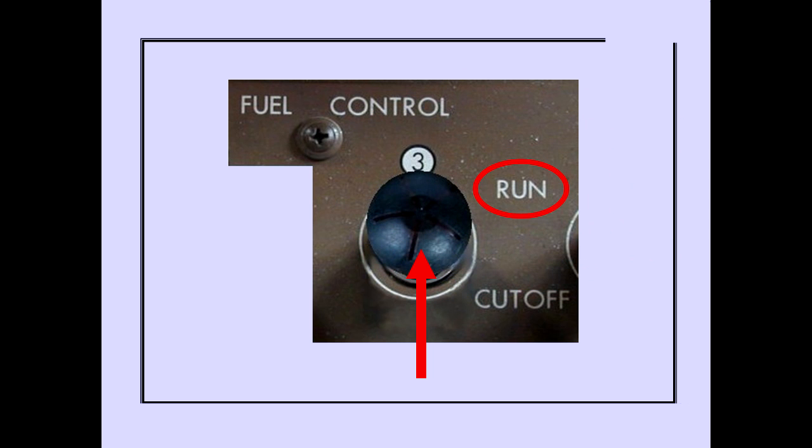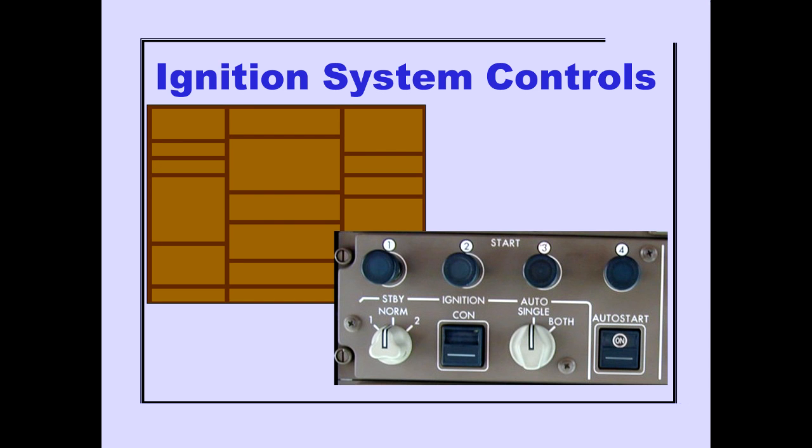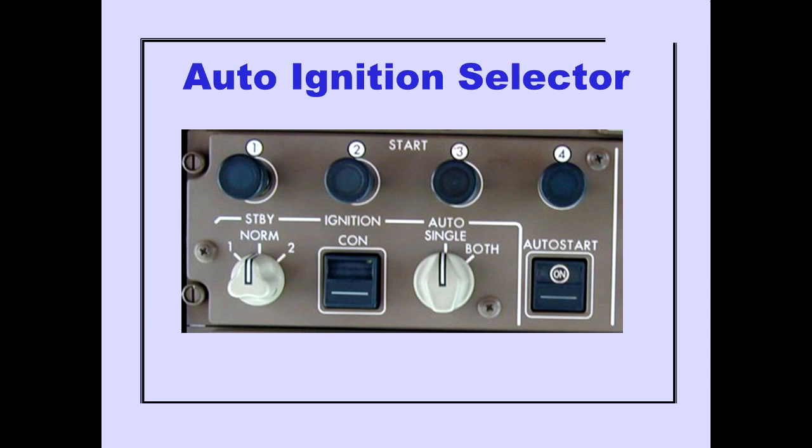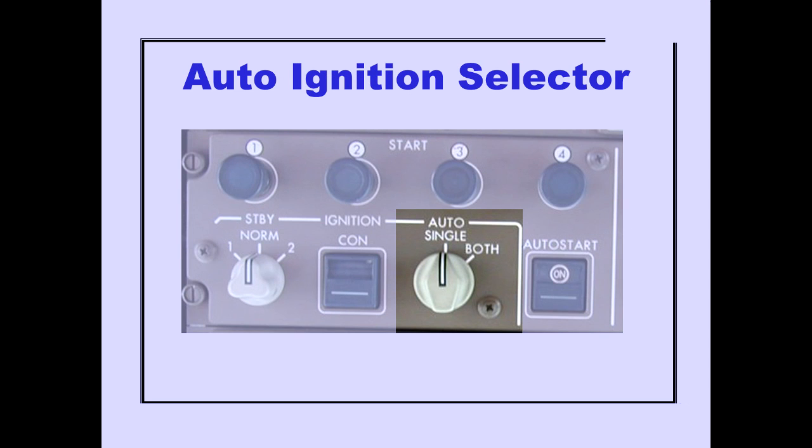The AC power system provides power for ignition. Controls for the ignition system are located on the overhead panel. They consist of a standby ignition selector, a continuous ignition switch, and an auto ignition selector. The auto ignition selector has two positions, single and both.